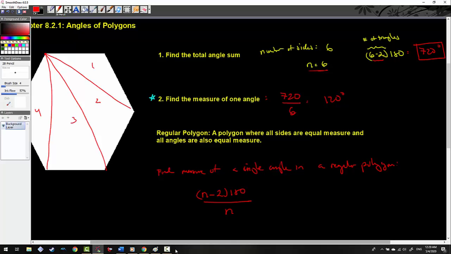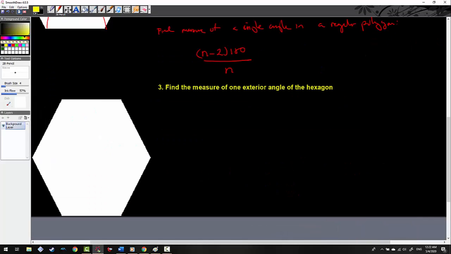Alright, let's see if we can come back with another example. So we are back with our hexagon buddy again. I copied it and pasted it back.